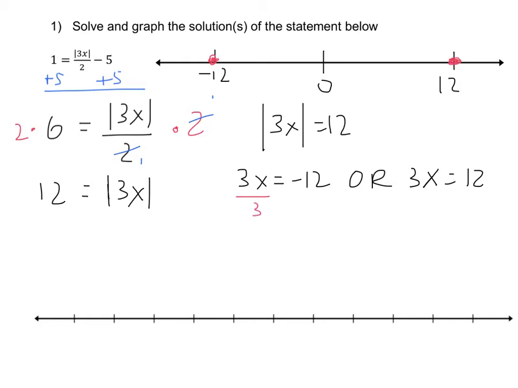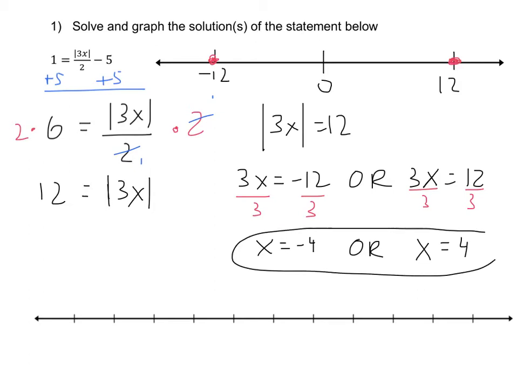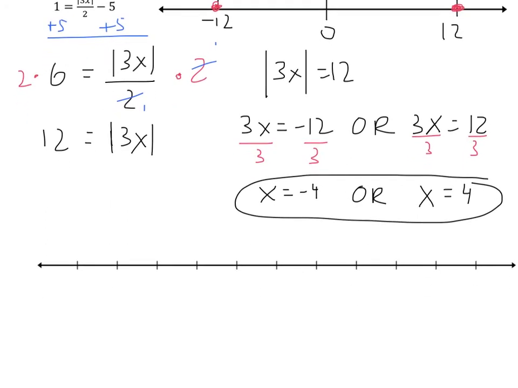Let's divide both sides by 3. So we get x is equal to negative 4 for this one, and for the second equation, let's divide both sides by 3. So x is either equal to negative 4 or x is equal to positive 4. And those would be our two solutions. Okay, let's do the final graph. This one's really simple. Our two solutions are positive 4 and negative 4. So here's our final solution, negative 4 and 4, and our graph.